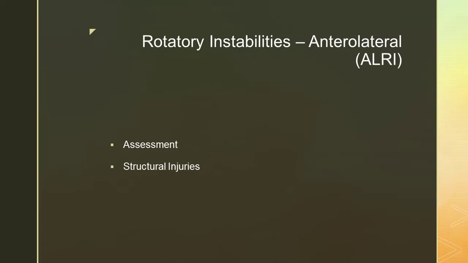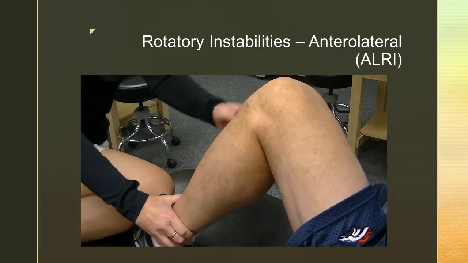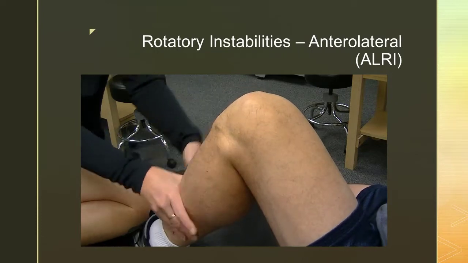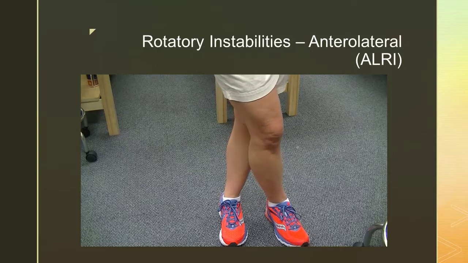Rotatory instabilities combine two straight plane injuries. The anterolateral is going to be looking at the anterior cruciate ligament as well as the lateral collateral ligament. It will be assessed through a lateral pivot shift test. We can also do the Slocum ALRI test, in which the foot is at 25 degrees of internal rotation. We can also use the standing crossover test.